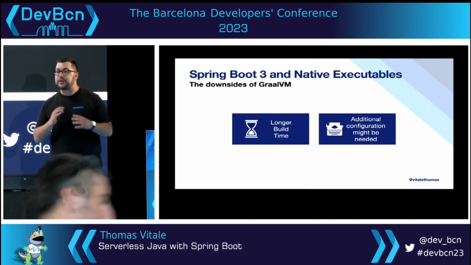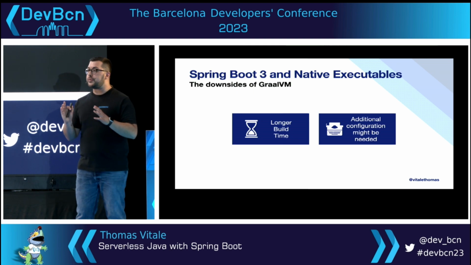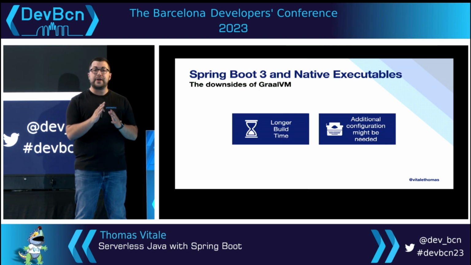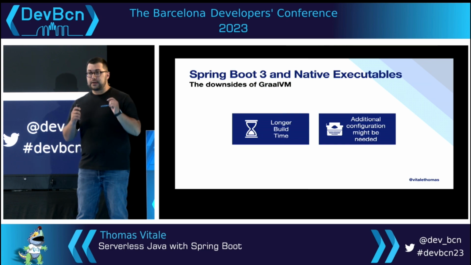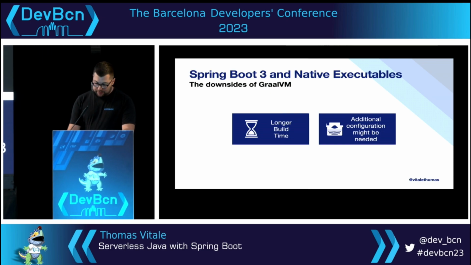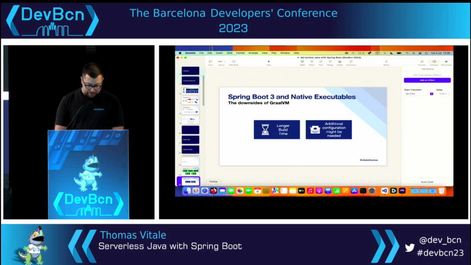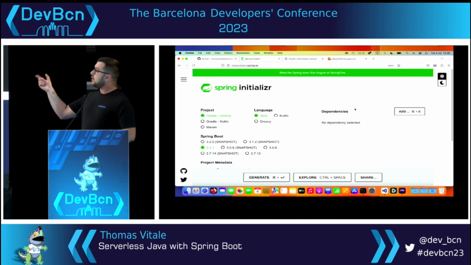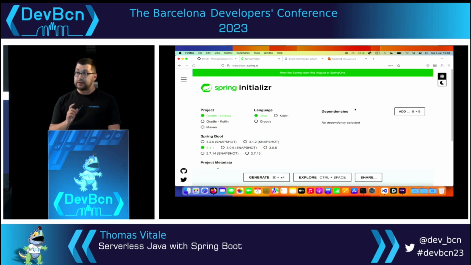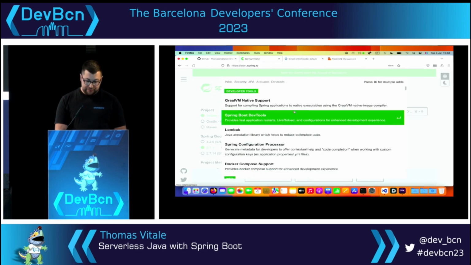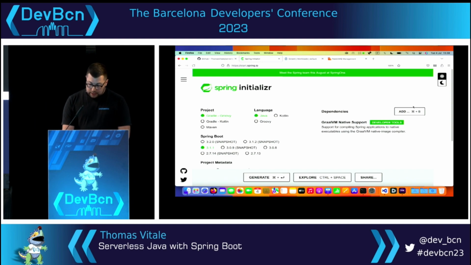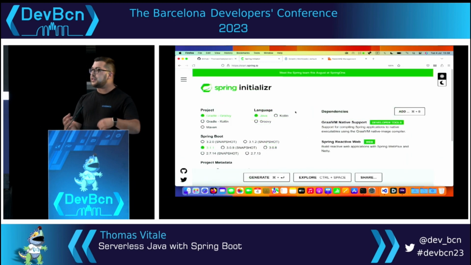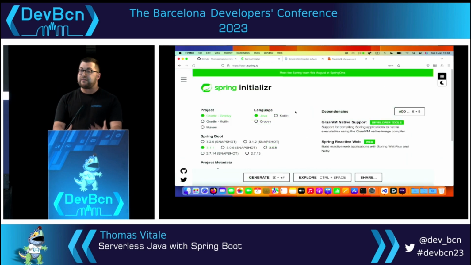The other one is that you might need some additional configuration. Because all the computation happens at build time, the compiler might need some extra information, especially if you're talking about reflection or dynamic proxies. So I want to show you an example. I'm going to build a new Spring Boot application. I'm going to start.spring.io. I build a new application with Java, Gradle, and Spring Boot 3.1. And I want to add 2 dependencies. The first one is the GraalVM native support, because I want to compile my application as a native executable. And then I'm adding Spring Reactive Web. I want to build a simple web application to showcase what GraalVM can do.